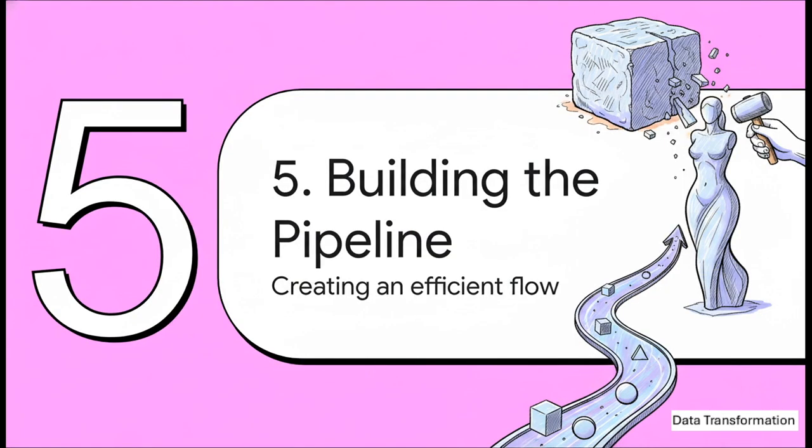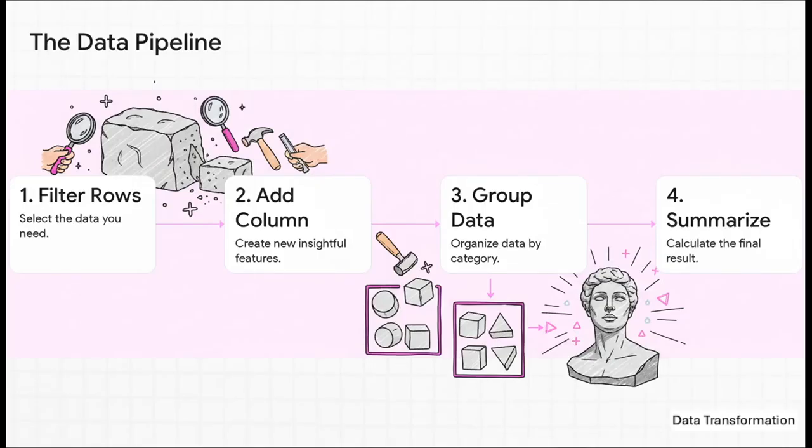Okay, last big step. Think about it. A master sculptor doesn't just chip away randomly. They have a process, an efficient, repeatable workflow. And that's exactly what we want to do with our data, build a seamless processing pipeline. This brings us to a really cool idea called method chaining. Instead of doing one step, saving it, doing the next step, saving it, you just chain all your commands together. It's literally like an assembly line.